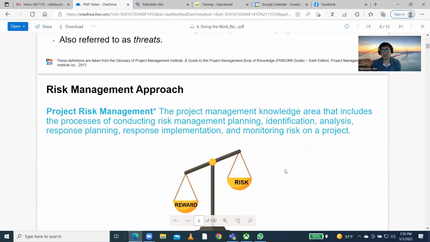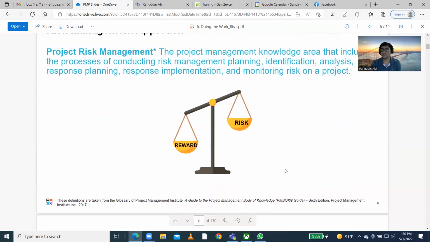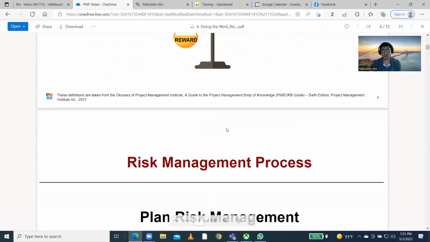Risk management approach: the project management knowledge area that includes the processes of conducting risk management planning, identification, analysis, response planning, how you respond to the risk, how you implement those responses, and after that, how you monitor the risk. This is called project risk management. So you increase the chances of reward, and you are balancing how you will get reward and how you will risk something.